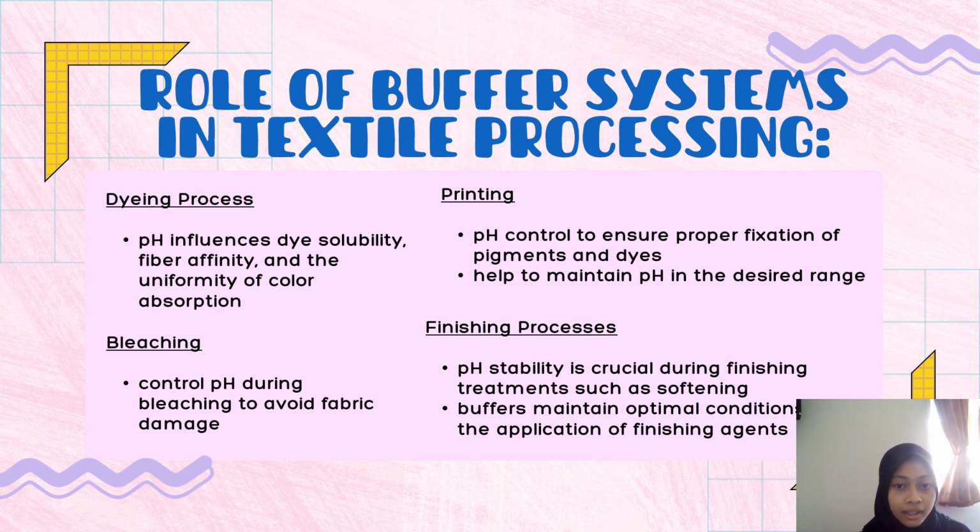So for the printing, it is pH control to ensure proper fixation of pigments and dyes, and it helps to maintain pH in the desired range. Next is finishing process, which is pH stability is crucial during finishing treatments such as softening, and buffers maintain optimal conditions for the application of finishing agents.